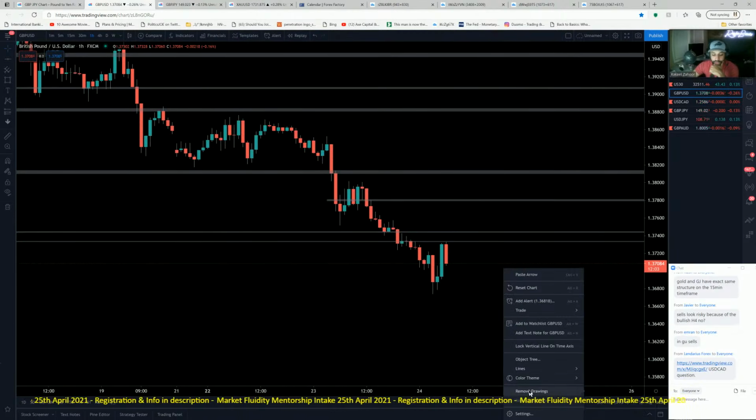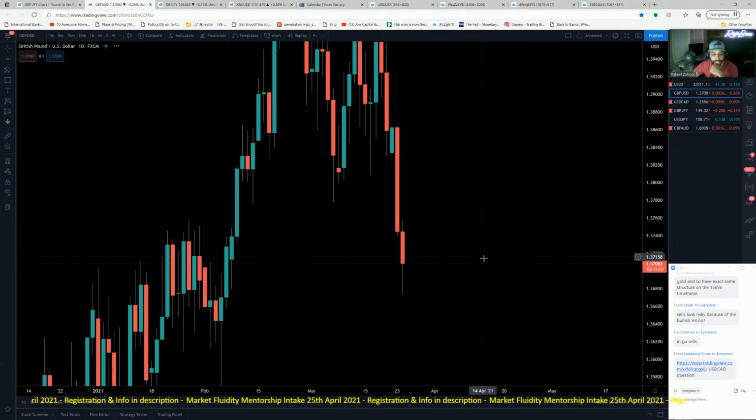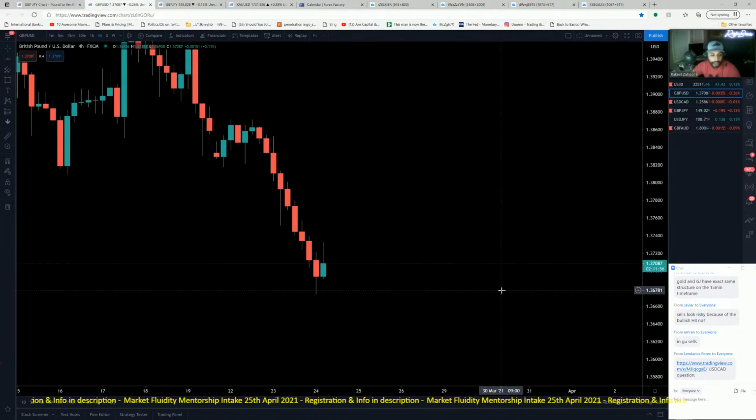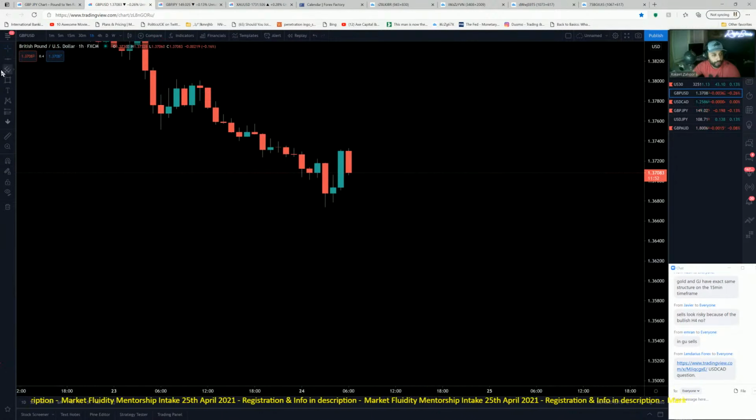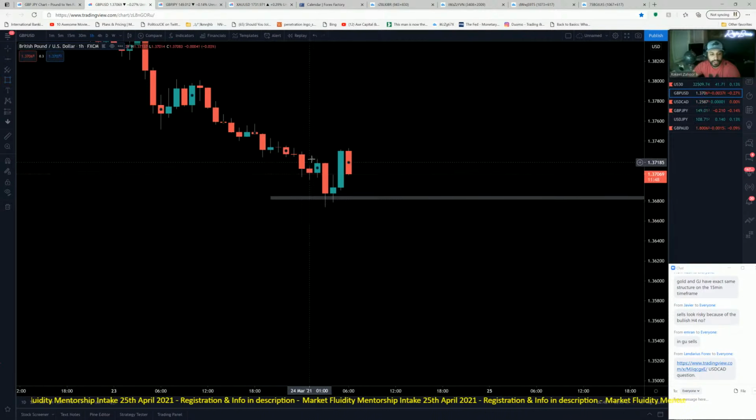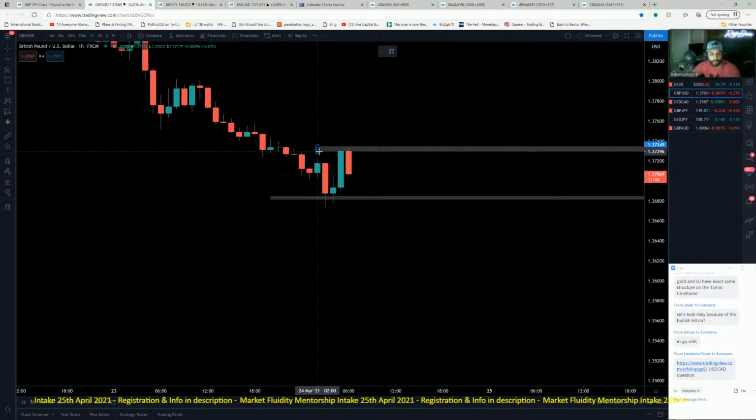Pound USD, remove all analysis, look at the daily time frame. Wow, daily is really bearish over here. Really bearish on the pound. 4 hours creating a possible support. We have a support form on the 1 hour time frame right over here as well, 1.36800. And we're creating a resistance, 1.37400.